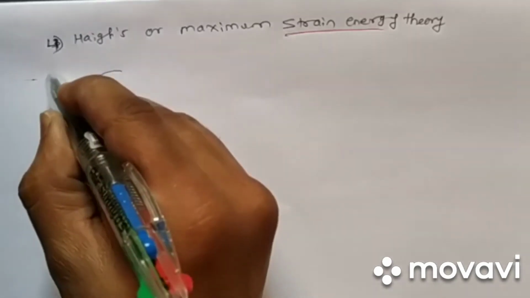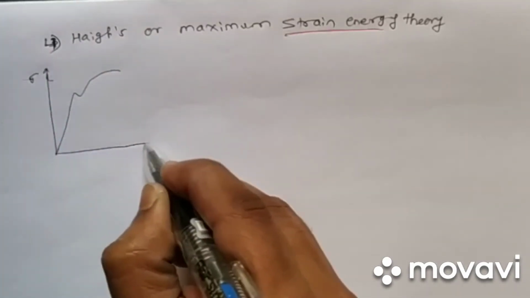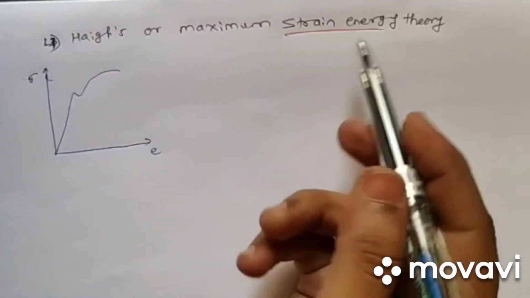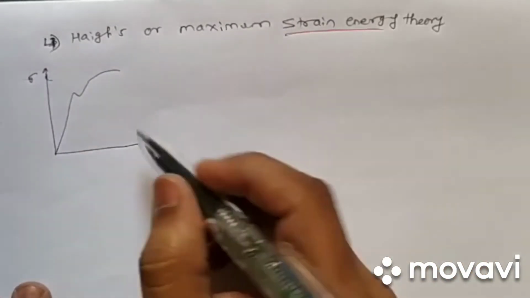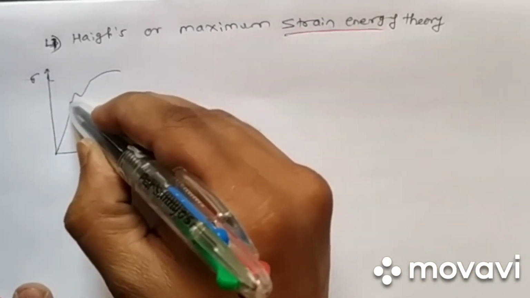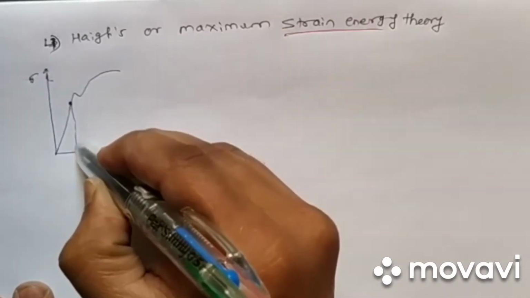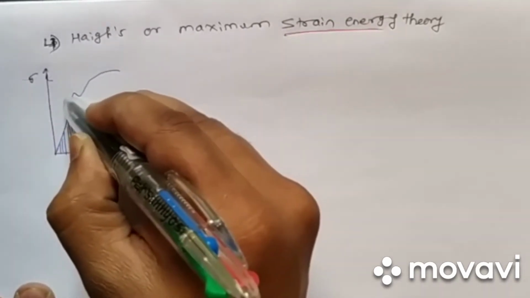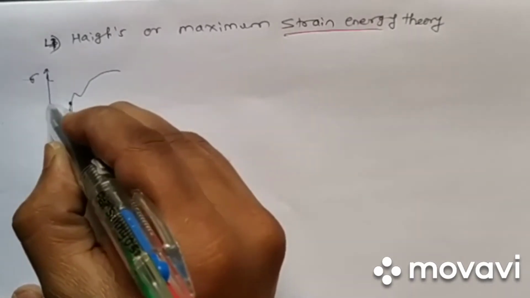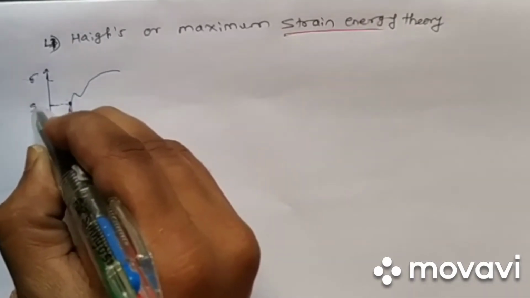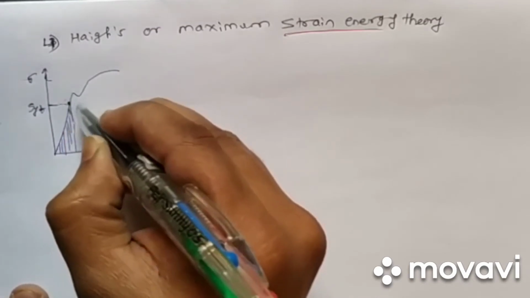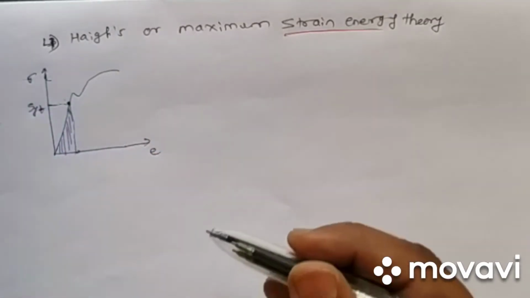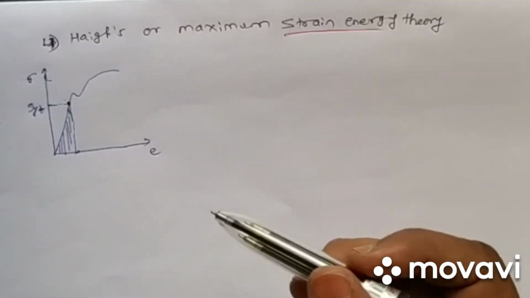So this is sigma, this is E. Now the strain energy, the energy up to the elastic point. So how can we find it out? This is nothing but the area under the curve. Let's say this will be our SYT. So the area under this curve is the strain energy.